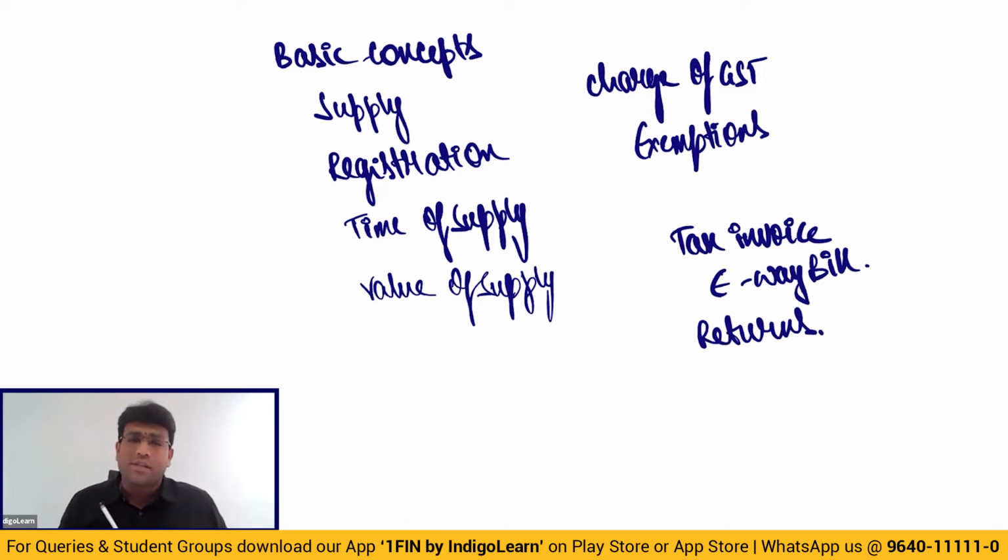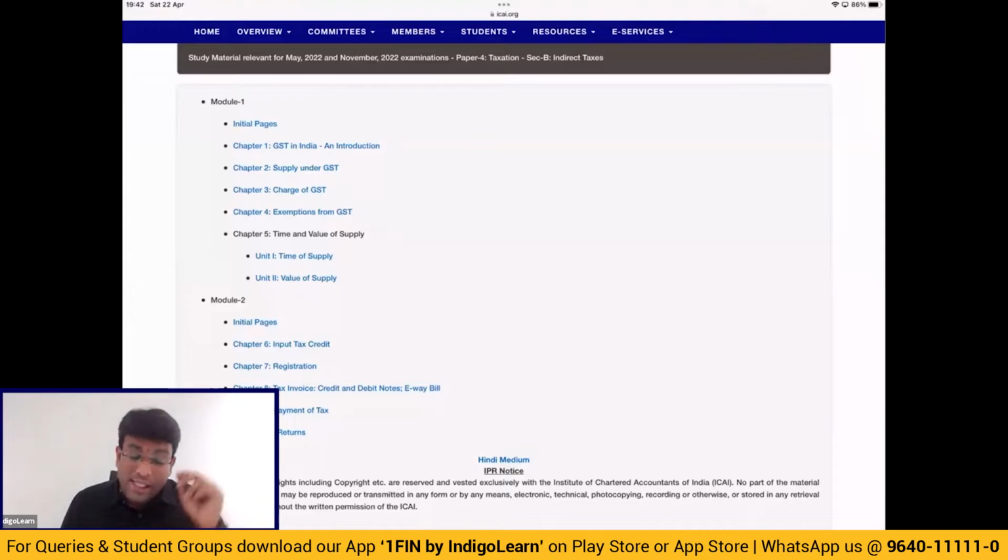So like this, we have some procedural topics also where there is a probability that a question may come in the examination. So these are the topics we have in our syllabus: GST in India introduction, supply under GST, charge of GST, exemptions, time of supply, value of supply, and of course a very interesting topic called input tax credit, which comes in the exam almost every time for about 6 to 7 marks. Then we have the topics of registration, tax invoice, credit note, debit note, payment of tax, and finally returns. So topic by topic, we'll discuss some important elements and proceed, my dear friends.